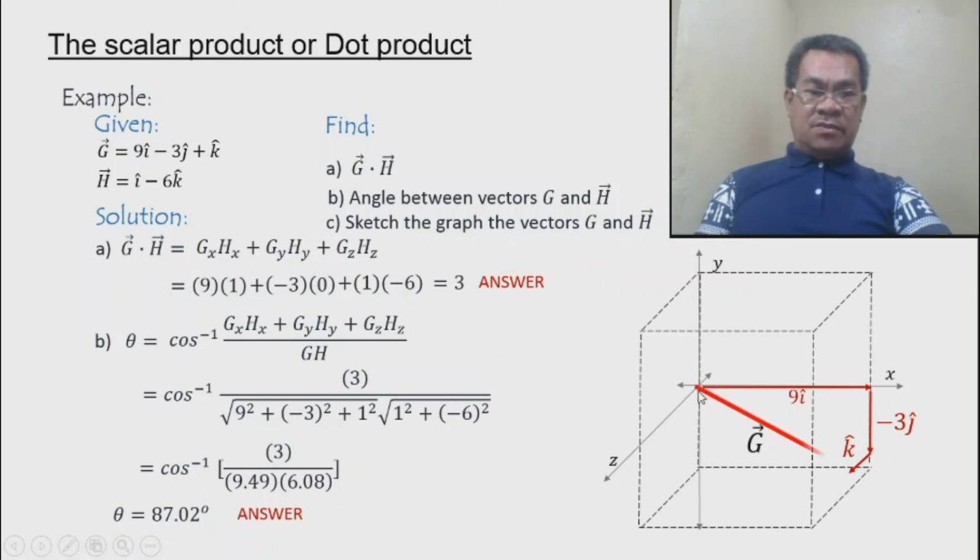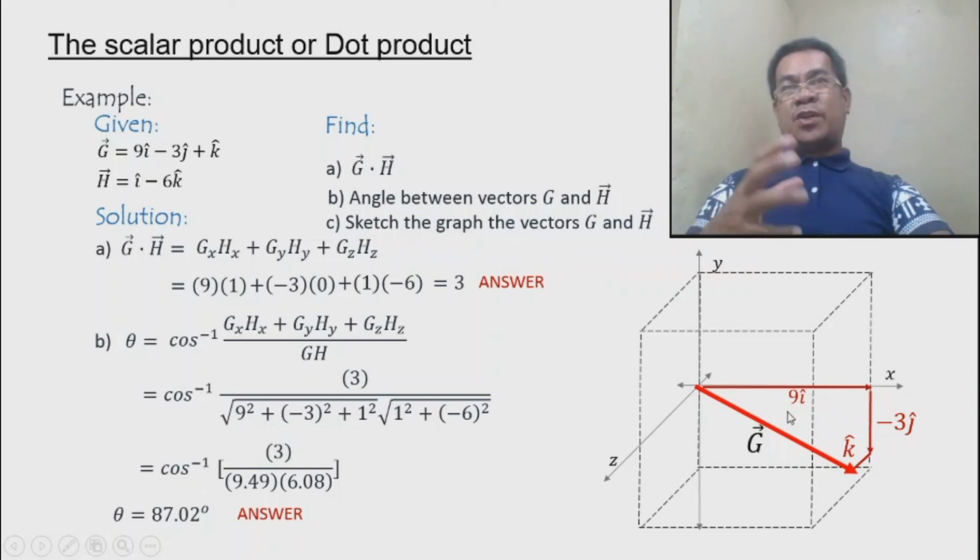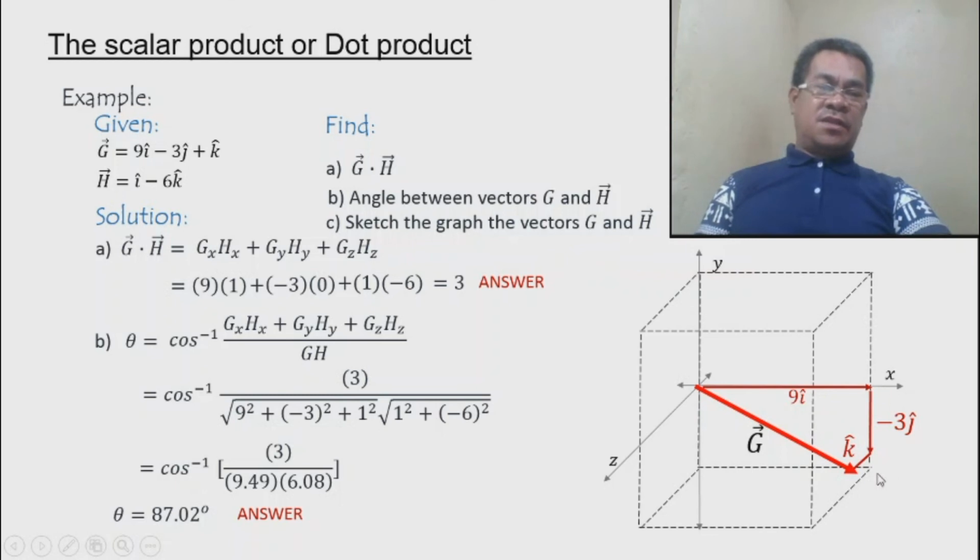So you have to connect this with a straight line. This is your G vector, and the 3 components are reflected. So this is actually the sketch of the graph. This is how to picture out the vector in terms of 3 components. You have to use the box or the 3-dimensional components of coordinate.